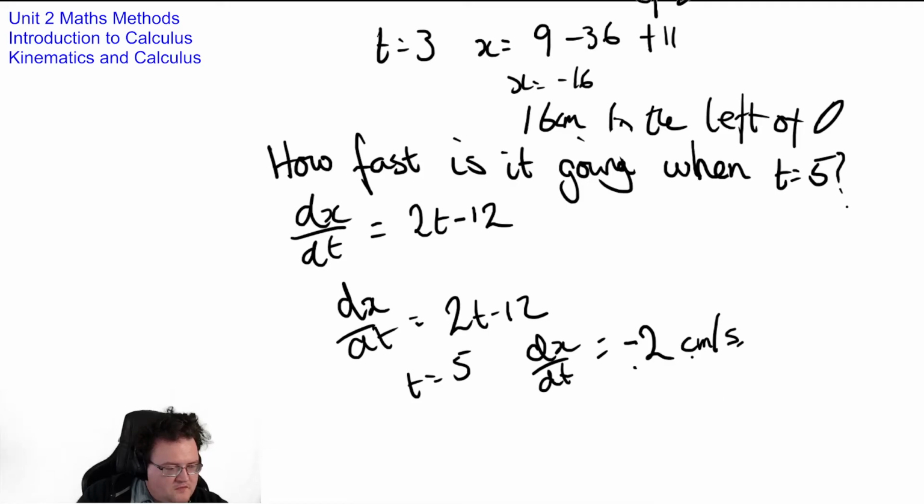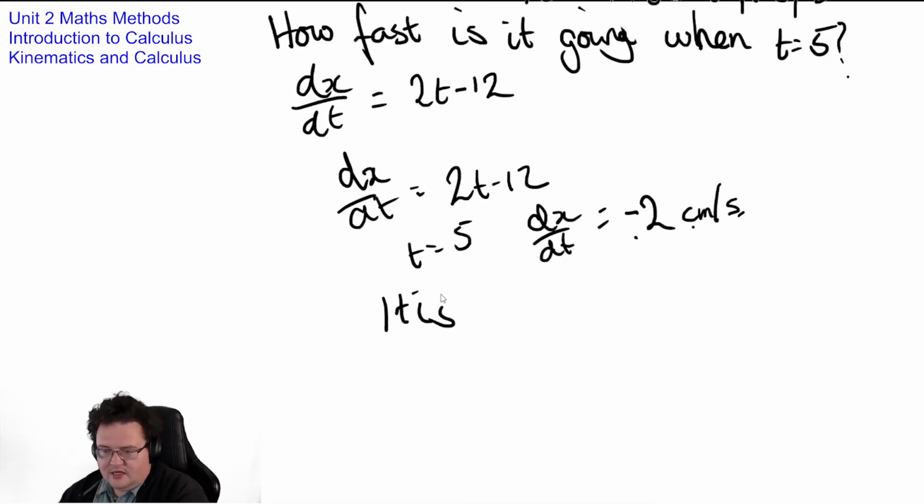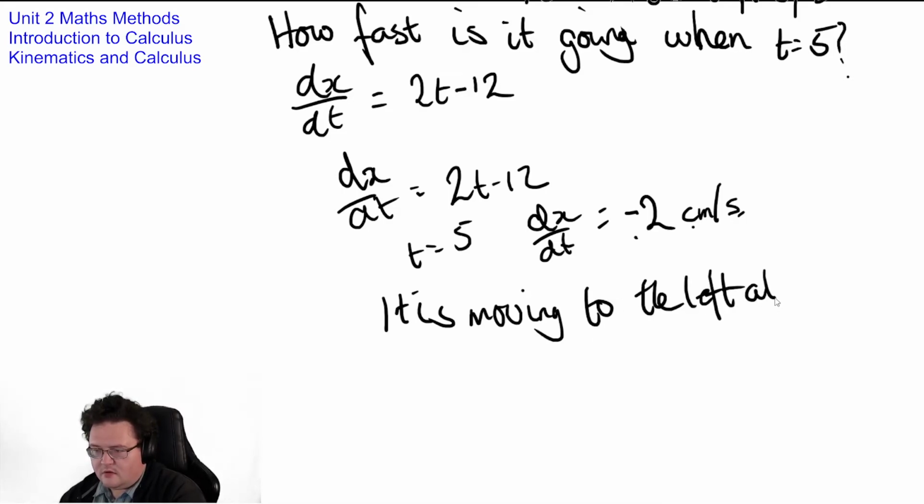If something is moving a negative amount relative to x, then it is moving to the left. So in this case, it is moving to the left at 2 centimeters per second.